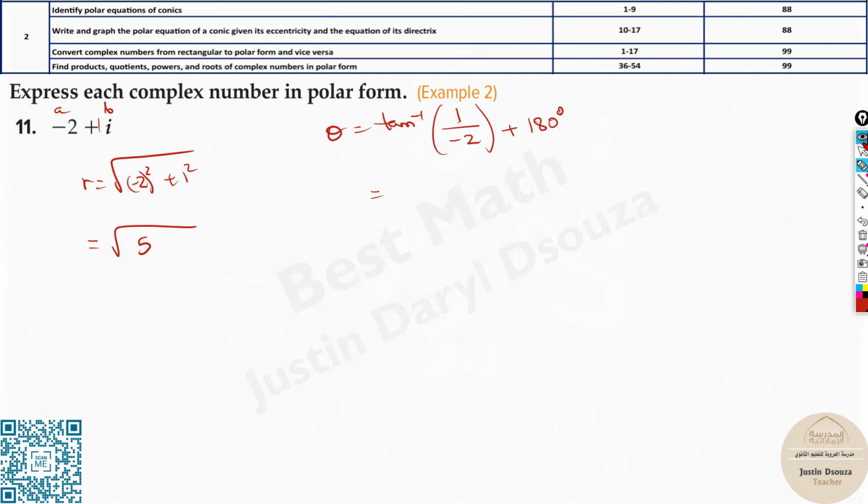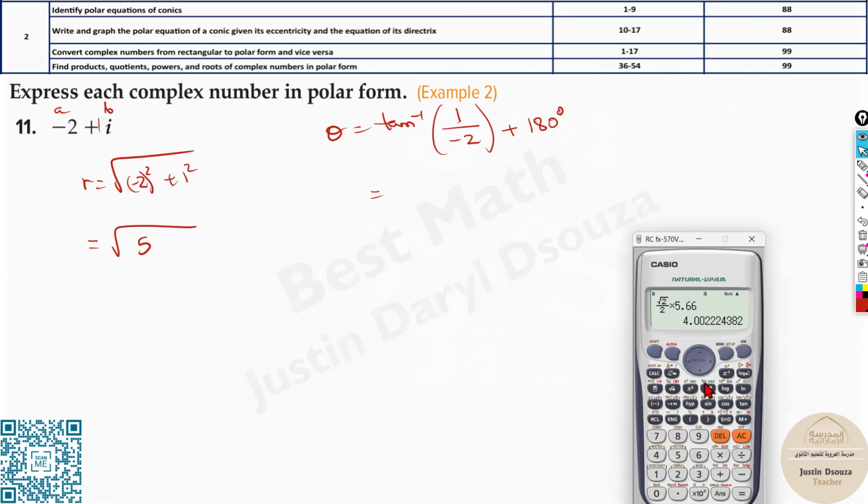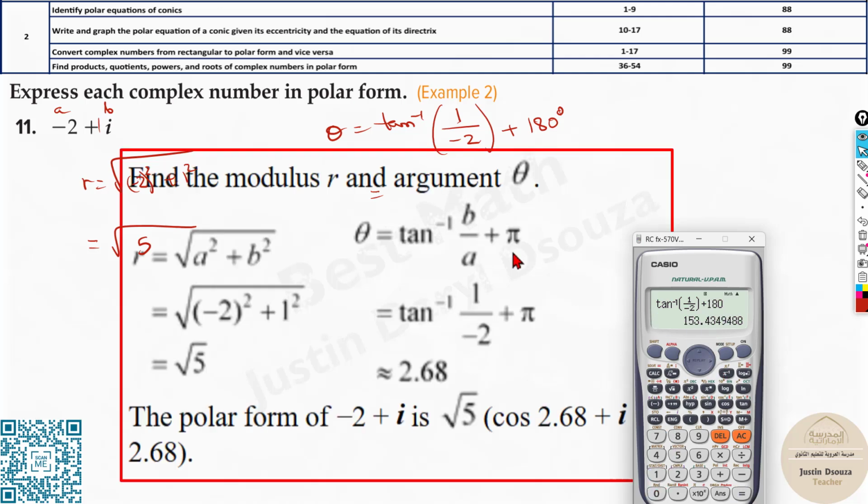So let's just put this in the calculator. It'll be shift and tan, tan inverse of 1 by minus 2, or you can write the minus sign anywhere, it's fine, plus 180 degrees. And the answer over here is 153. Now they have written it in radians. I'll show you how to get this in radians. All you need to do is, instead of this 180, press shift and pi and change the mode, shift mode and 4. Now look at the answer. It'll be 2.677, that's 2.68.